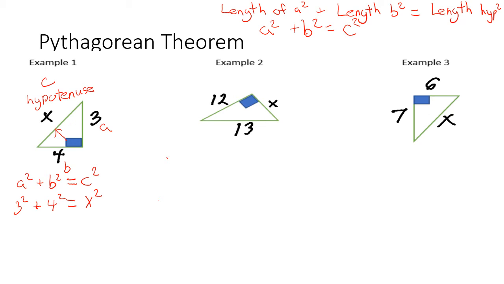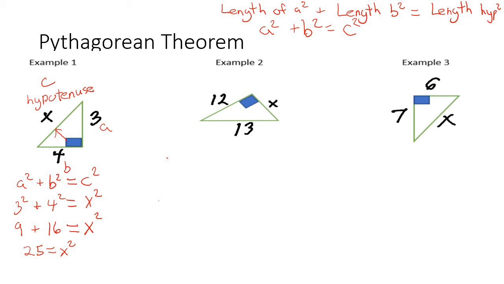So 3 squared is 9, 4 squared is 16, and obviously we don't know what x is. That's the unknown length, so that's x squared. 9 plus 16 are on the same side, I can just add those. That's 25. And then at this point, you may or may not be familiar with how to solve.